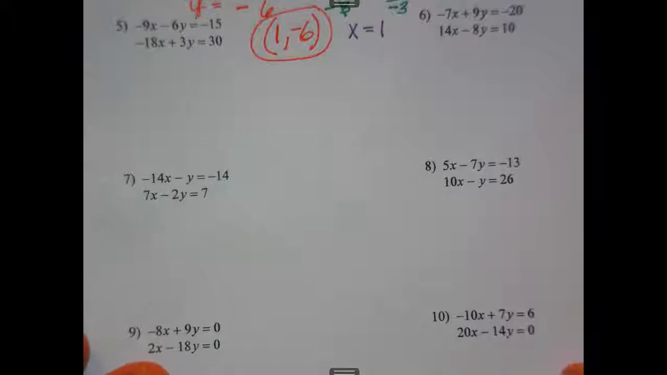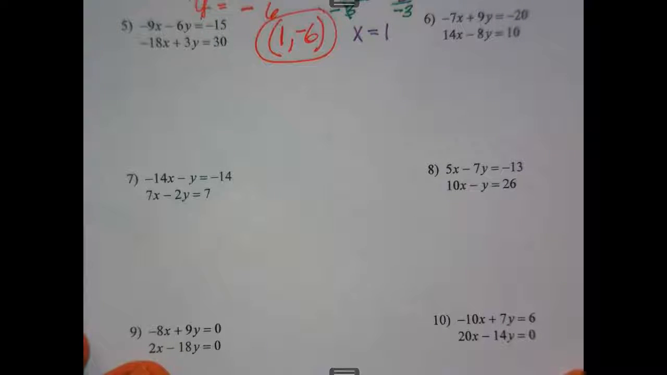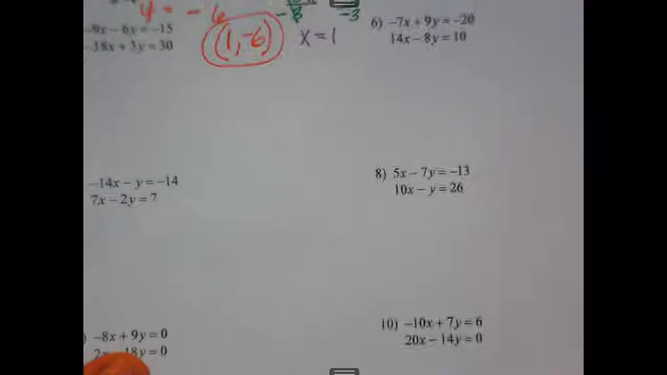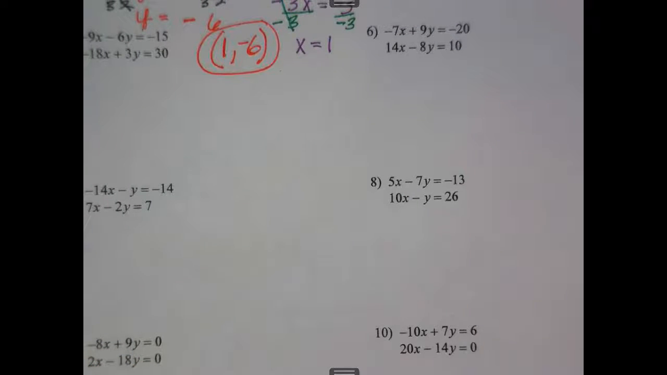How about number 8? I want to eliminate one of the variables. Which equation should I choose and what number should I multiply it by? Anyone? Yeah, Tyler.